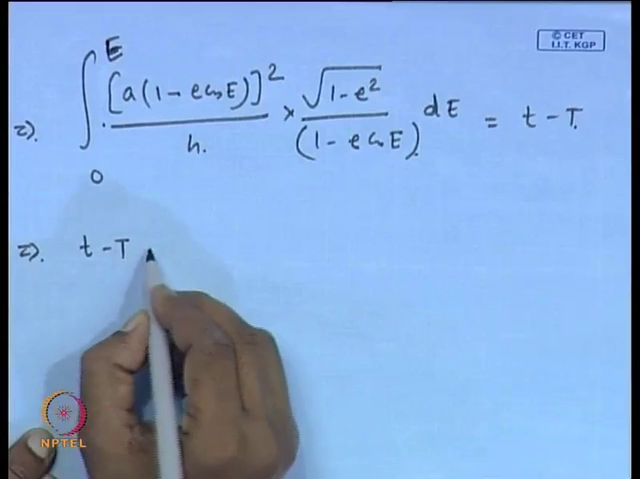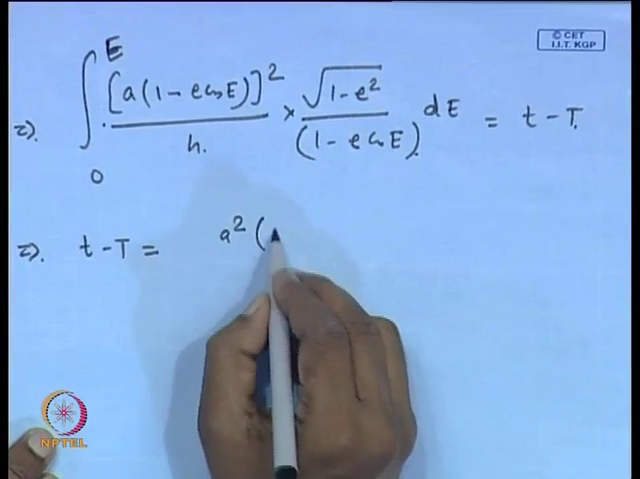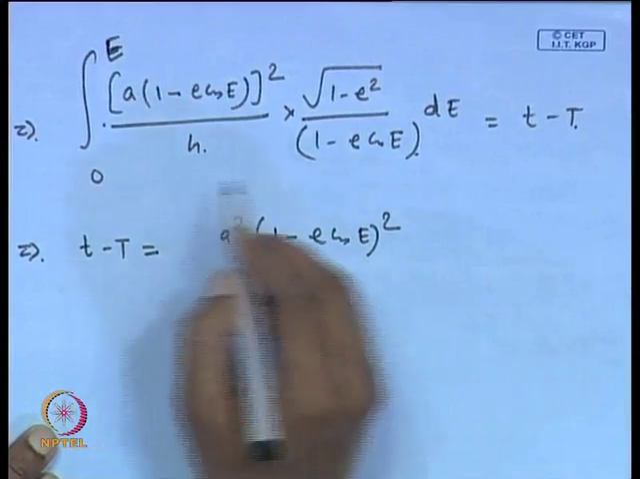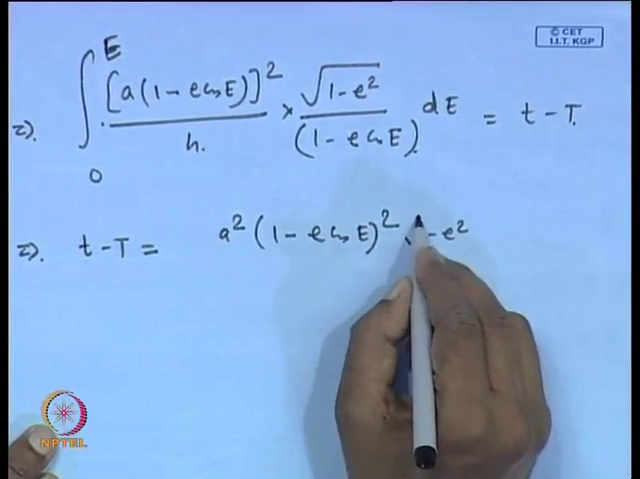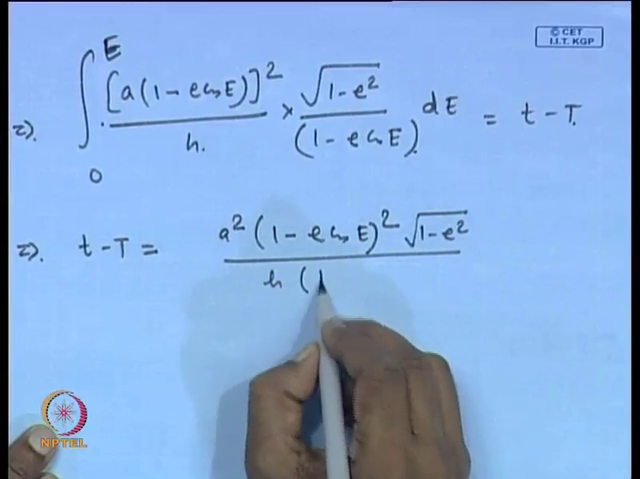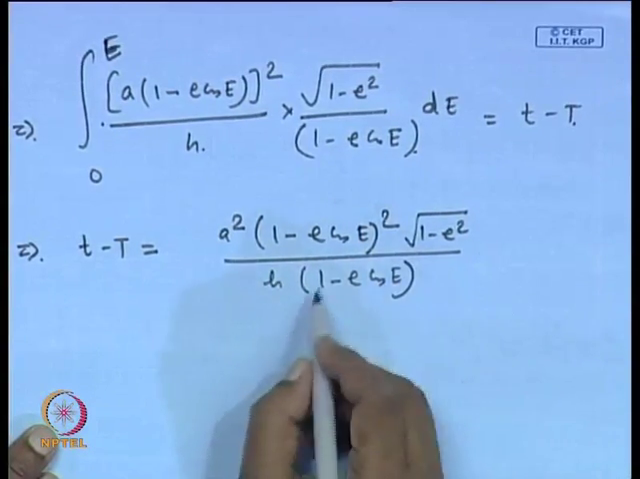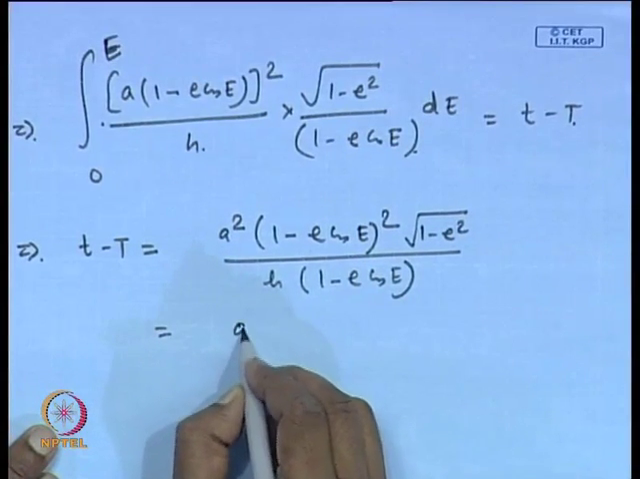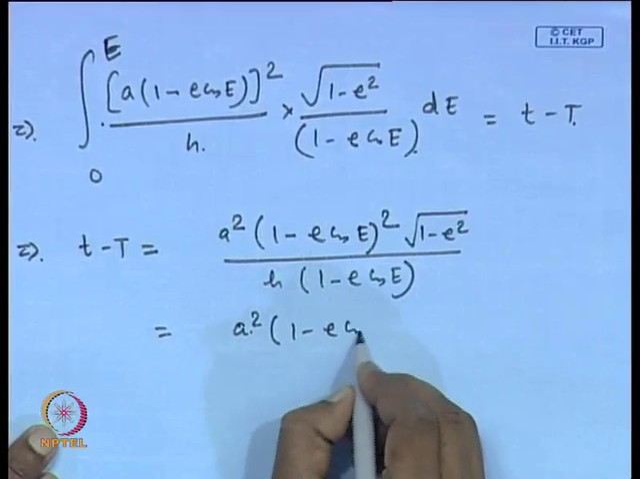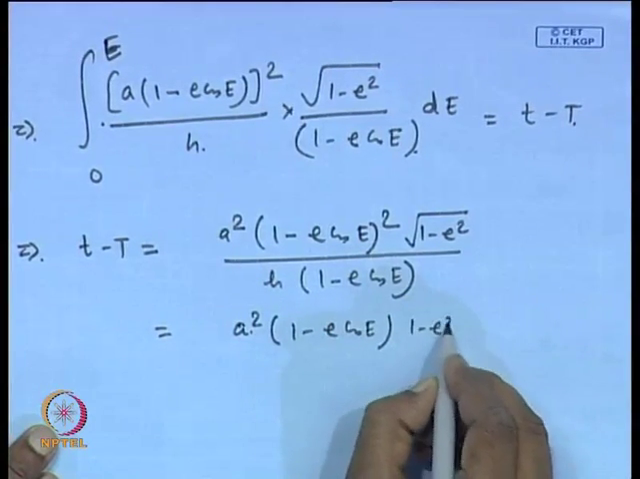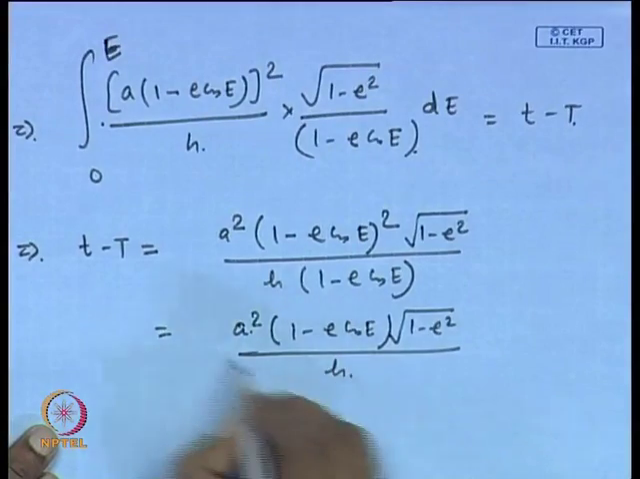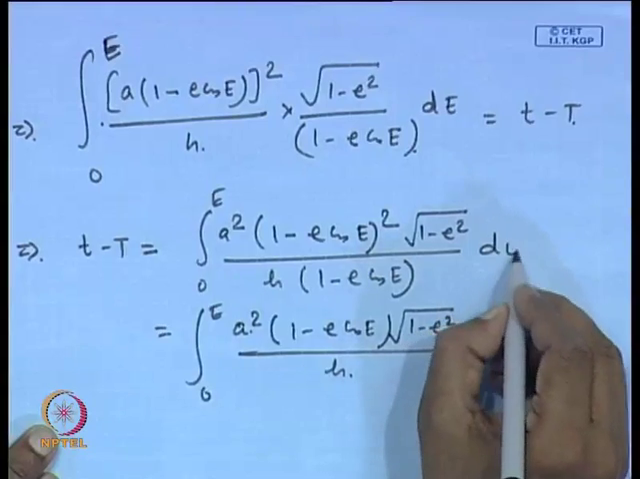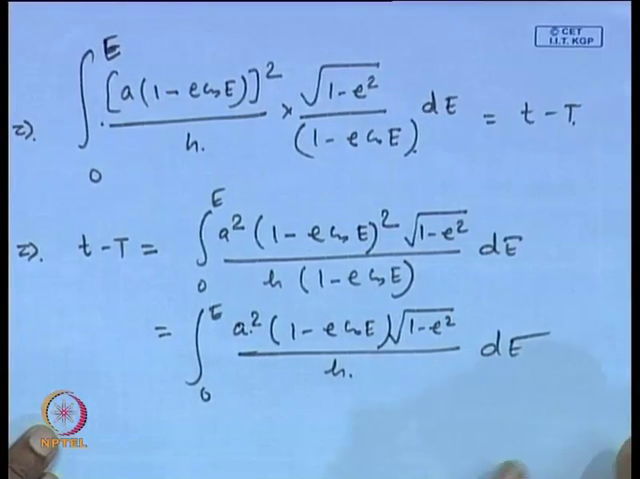Or we can write t minus tau, this is equal to a square times (1 minus e cos E) whole square, and then square root of (1 minus e square) divided by h times (1 minus e cos E). Okay. So, this will cancel out here, giving us a square times (1 minus e cos E) times square root of (1 minus e square) divided by h, integrated between 0 and E, dE.